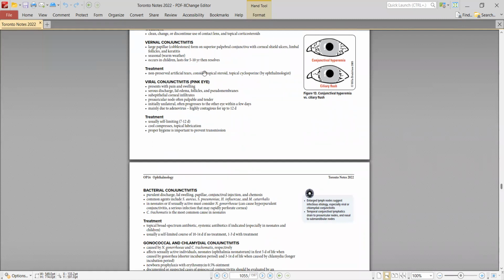Viral conjunctivitis is like a pink eye, like when you have a cold, cough, at that time you can have this viral conjunctivitis also. Pain and swelling of the eye, serous discharge, lid edema, follicles, pseudomembranes, subepithelial corneal infiltrate is there, preauricular lymph nodes that are palpable and tender, initially unilateral. Treatment: it is self-limiting, cool compress and topical lubrication.